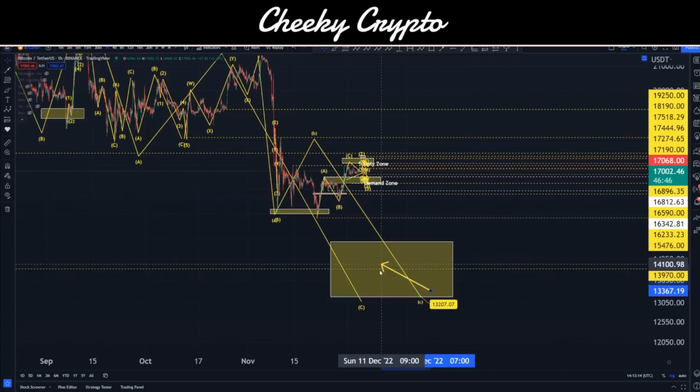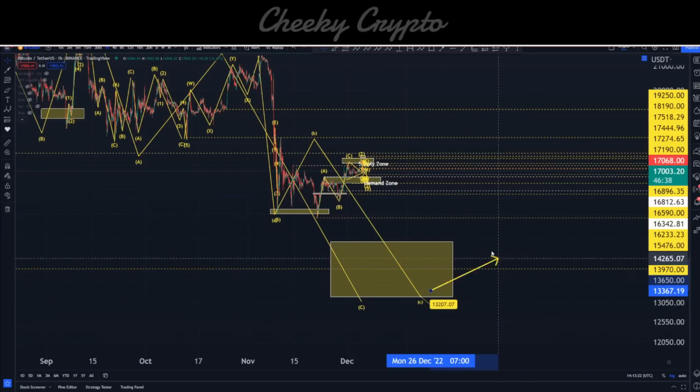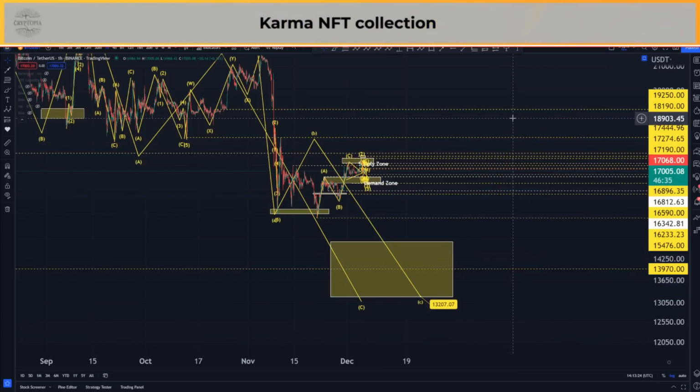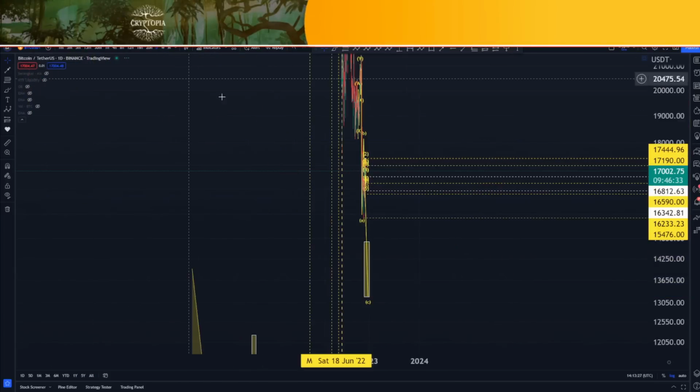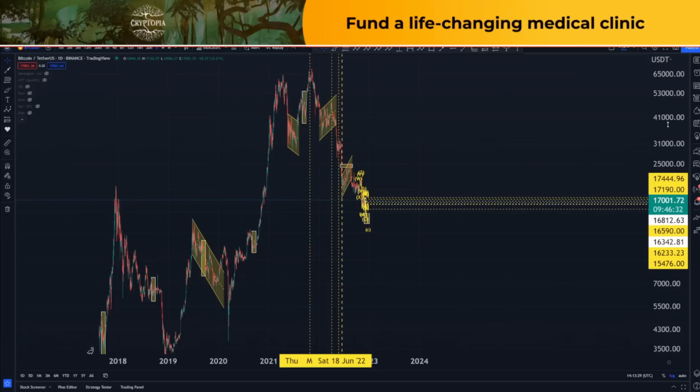Whatever happens after we hit these lows is going to tell us what the likelihood is of this being the bear market bottom for Bitcoin, or whether or not we actually have lower to go, at least in my opinion, using Elliott wave theory. So just want to highlight that. There's a lot of things to think about.